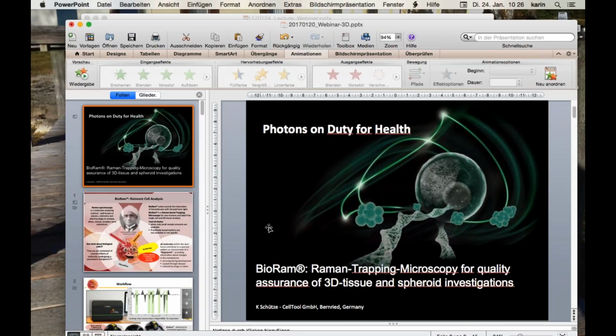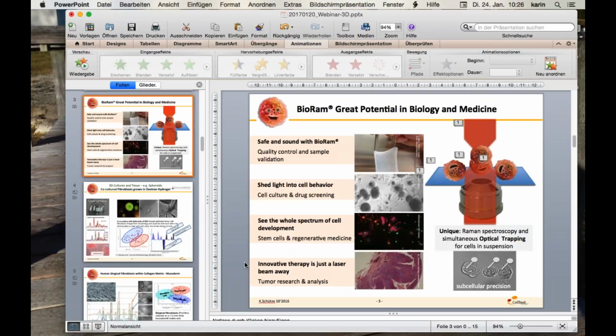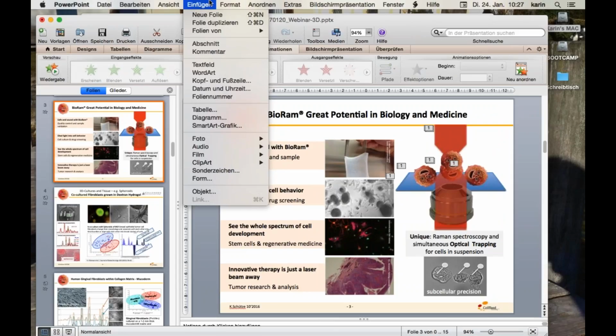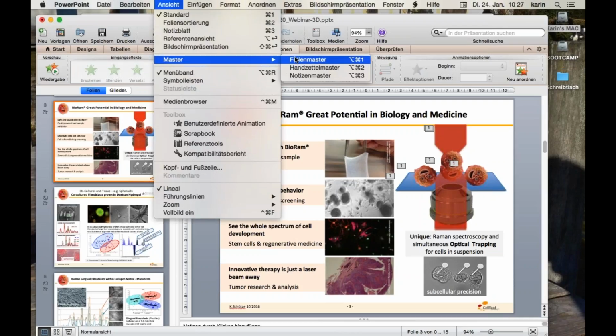Another question came in. Will fixation with ethanol change the Raman spectrum? We tested different kinds of fixation methods, and we realized that paraformaldehyde is the most preserving for the metabolome. So I recommend to use this, and ethanol would really destroy some parts of the information.